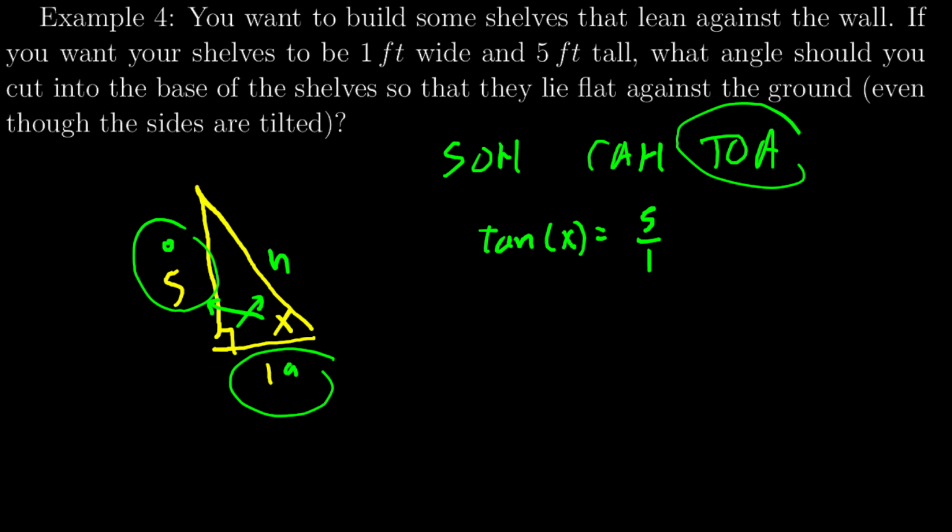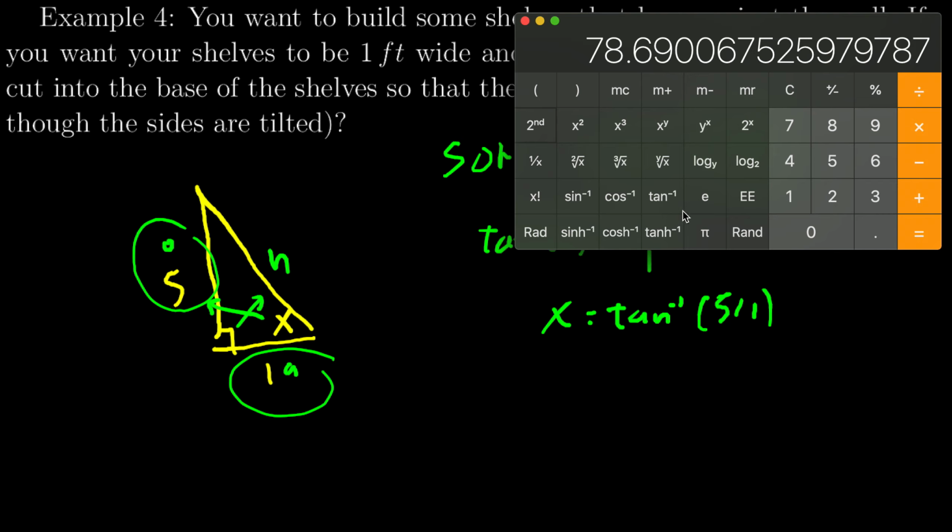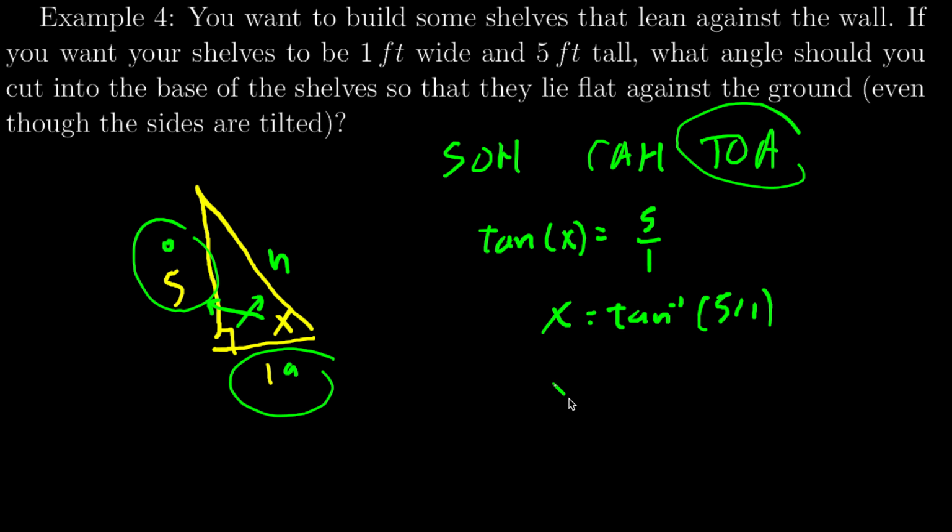I'll go to my calculator. Actually, let me write the next step. Sorry. x is equal to inverse tangent of 5 over 1. I got ahead of myself there. Now I'll go to my calculator. Do 5 divided by 1. Big surprise, it's 5. And then I'll do the inverse tangent of that, so second tangent. And I get about 78.690 degrees. So x is approximately 78.690 degrees.